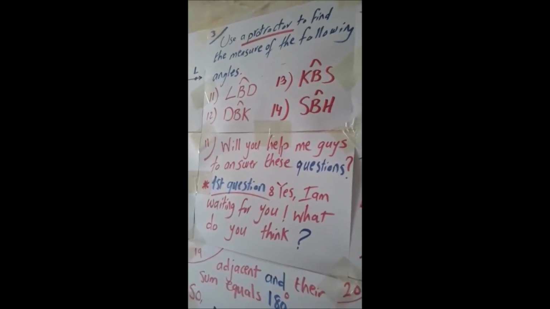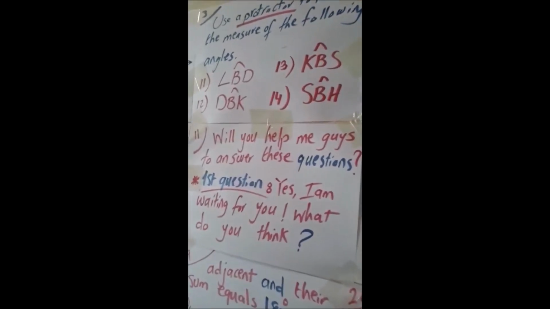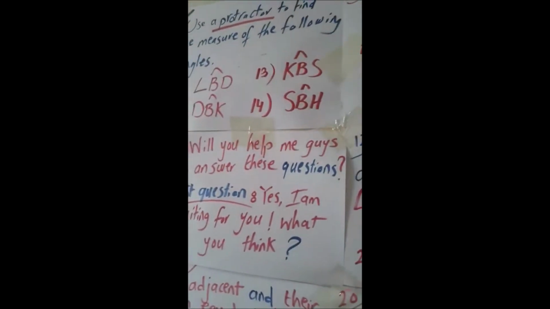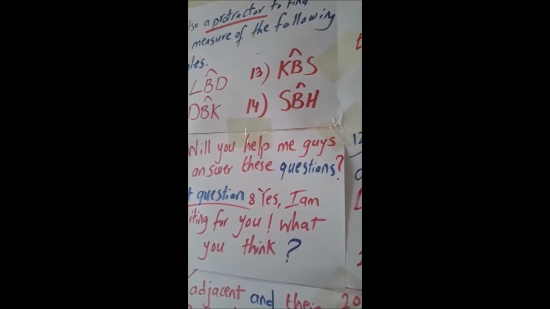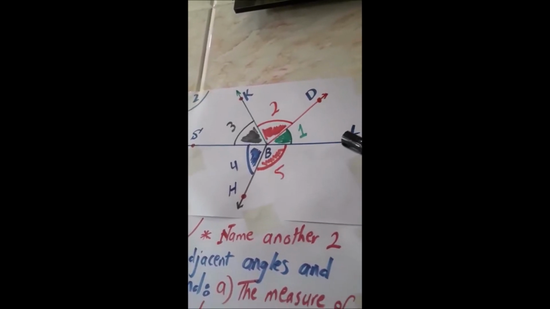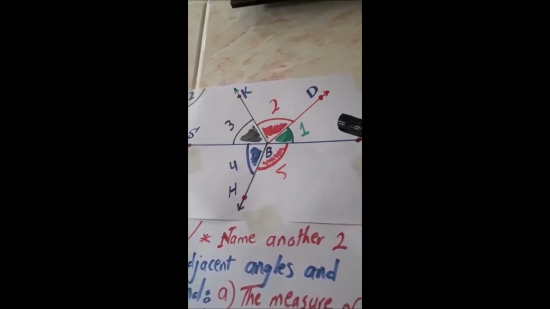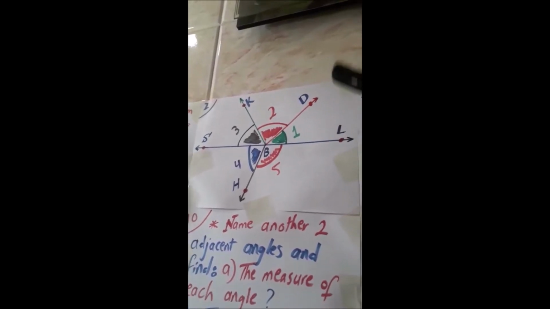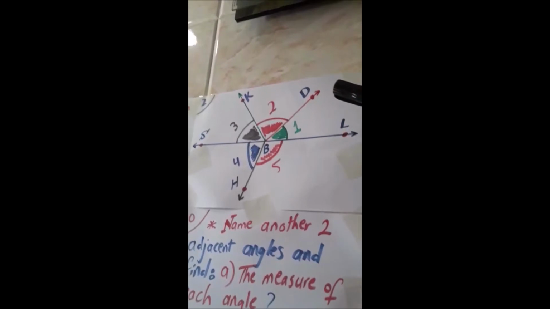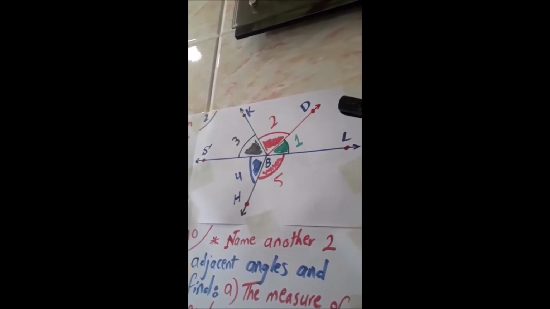The first question. Yes, I am waiting for you, guys. What do you think? Where are the two adjacent angles? Show me how clever you are. Yes, my dear students. So guys, he was asking to find two adjacent angles and their sum. How many pairs do you think we have? I'm saying for the adjacent. Yes, guys, we have 4 pairs of adjacent angles.